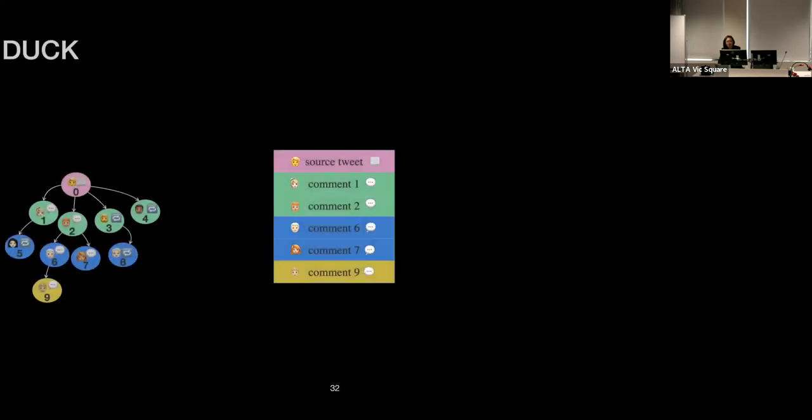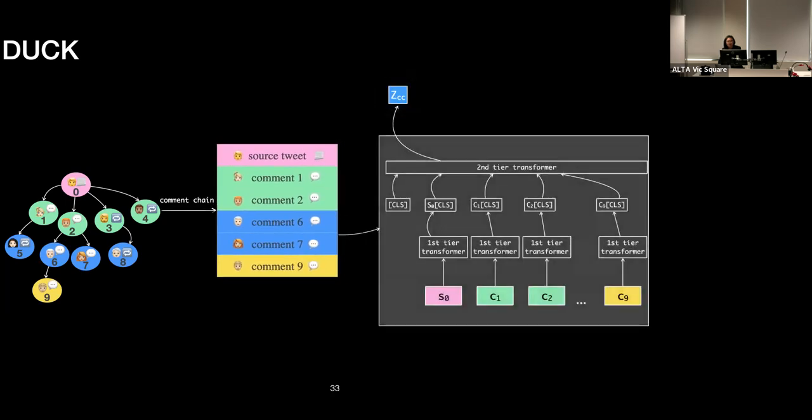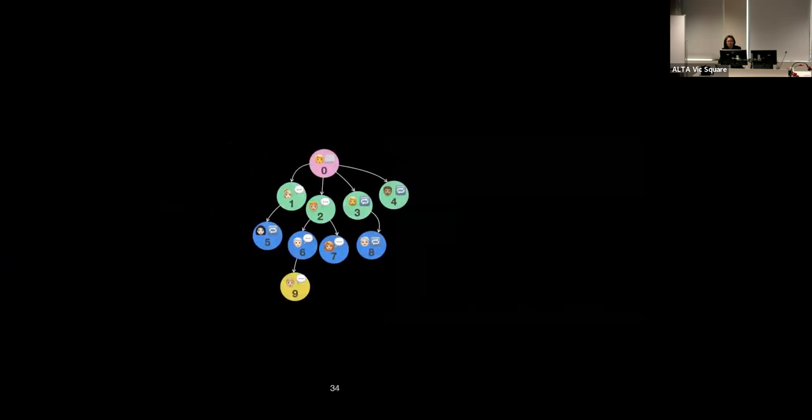And let's go back to the original tree structure. In this case, we grab the users who leave the comments, but we put all the comments in a sequence based on the time steps. And we call it comment chain. So what we do with the comment chain is we put it into a two-tier transformer. In that case, we don't have the limitation on the number of tokens that we would have if we only had a one-tier transformer, and we grab the representation that way.